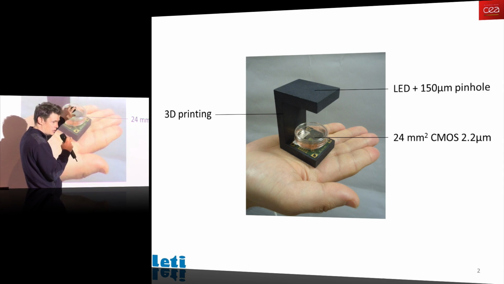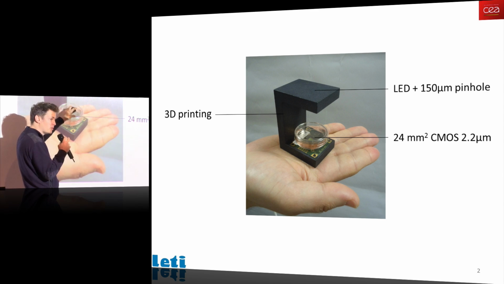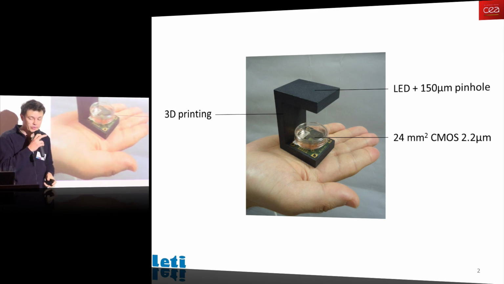Then we put the object that we want to look at. These are the cells, these are the bacteria, these are the viruses, these are 3D cell cultures on top of the CMOS sensor. And now the question is, what can we see with this device? Now I will show you what we are seeing with this device.